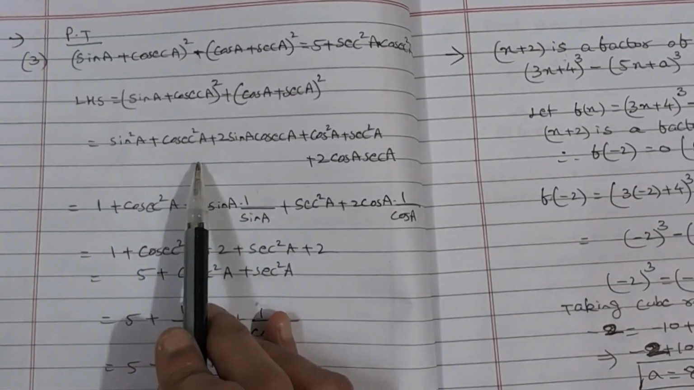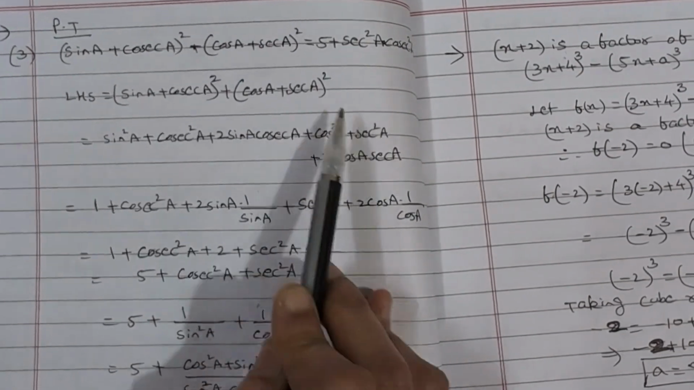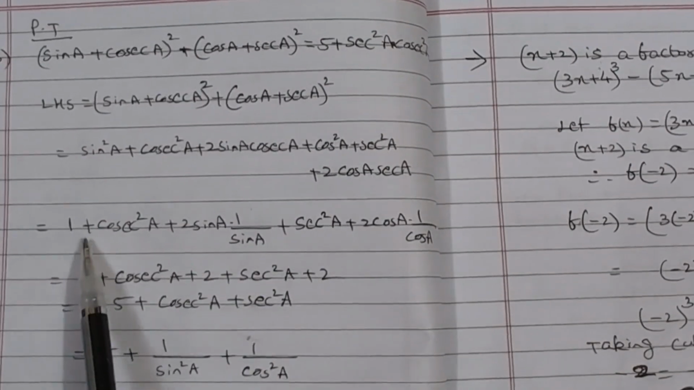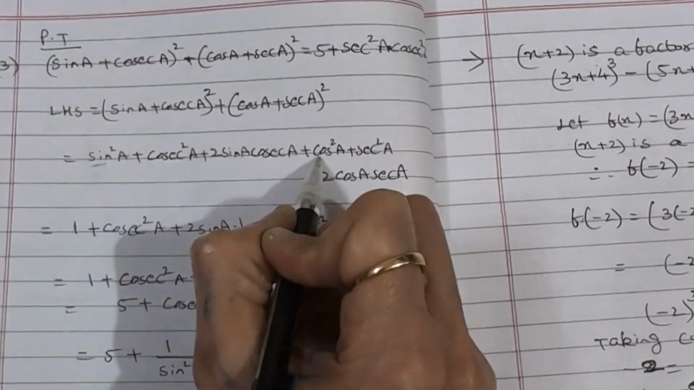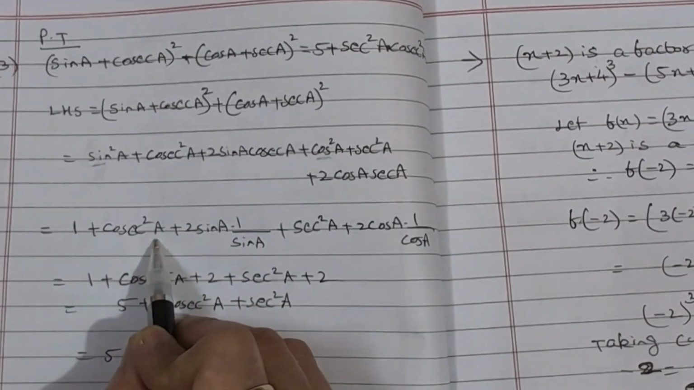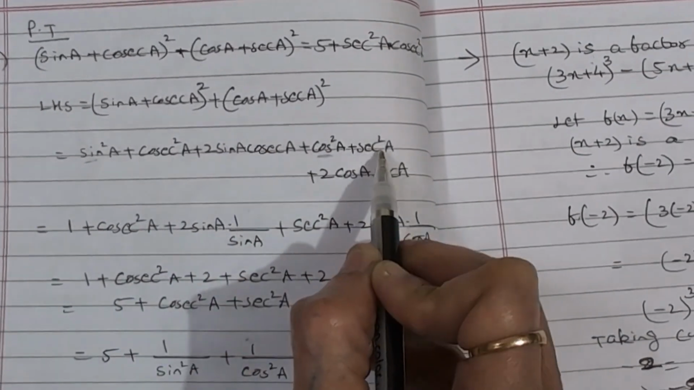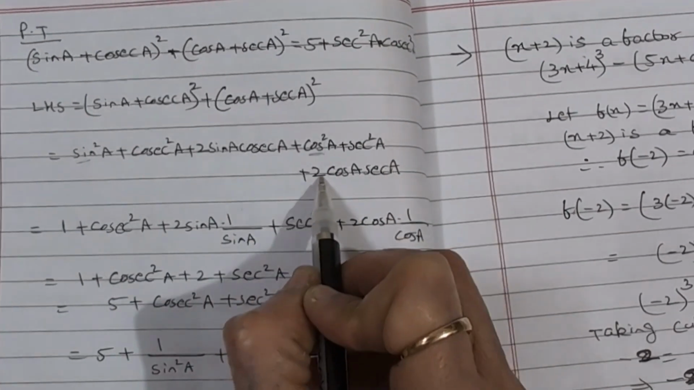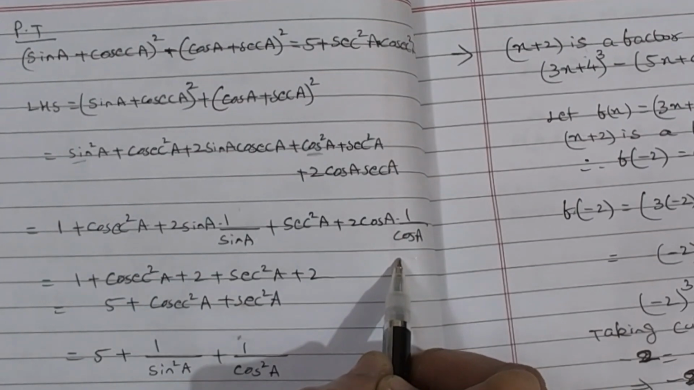So you have sin square a plus cosecant square a plus 2 sin a cosecant a plus this is cos square a plus secant square a plus 2 cos a secant a. So this is sin square a plus cos square a, ये दोनों we can combine this. So this is 1 plus cosecant square a plus 2 sin a. Cosecant a is 1 by sin a, plus secant square a plus 2 cos a into secant a is 1 by cos a. इसको directly cancel नहीं करना है. You have to show the reciprocal relation.